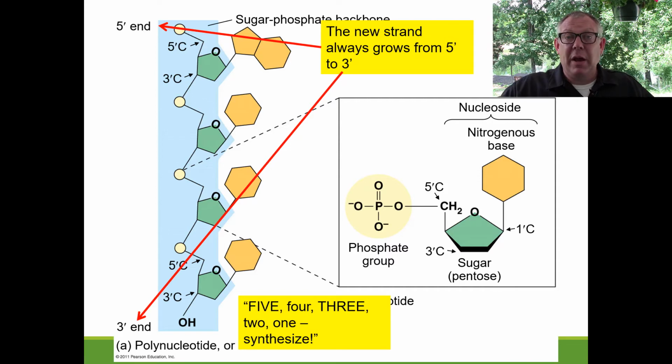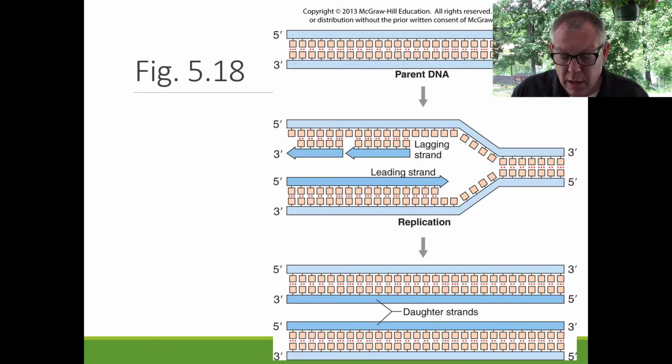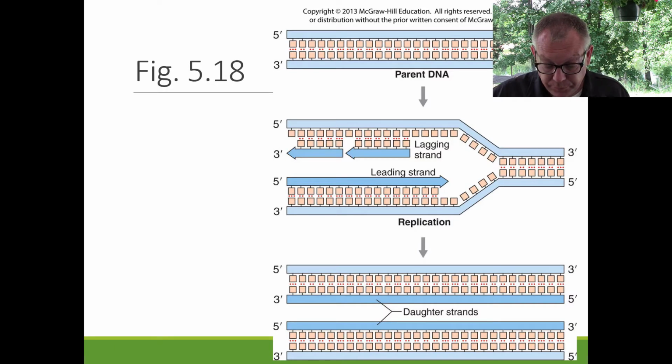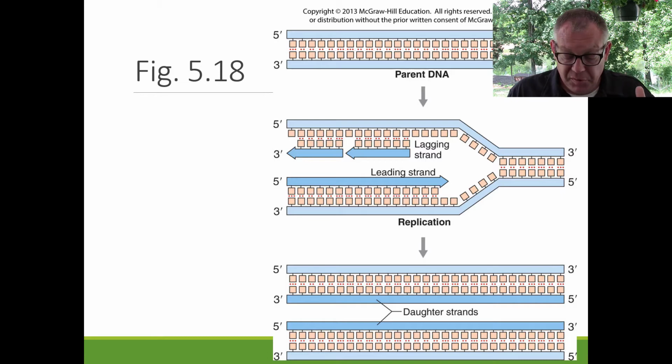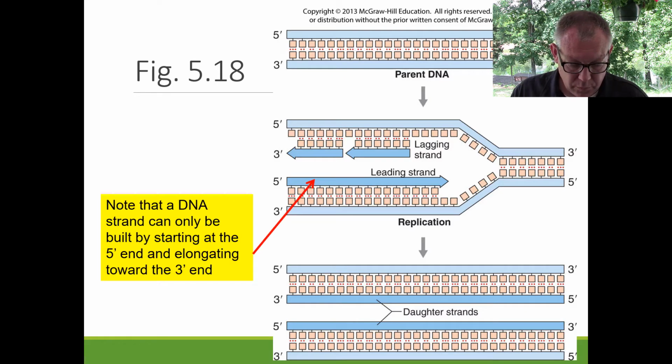Another completely different way to remember this is 5, 4, 3, 2, 1, synthesize, right? And so you go from 5 to 3 to synthesize. Whatever works for you, but you always grow from 5 to 3. And so that's kind of what they're showing you here. This is a figure from your book, and if you look, all the strands that have arrows on them are all growing strands. Those are being synthesized, and if you look at how they're labeled, all those growing strands are growing from 5' to 3'. And that's what I just said.